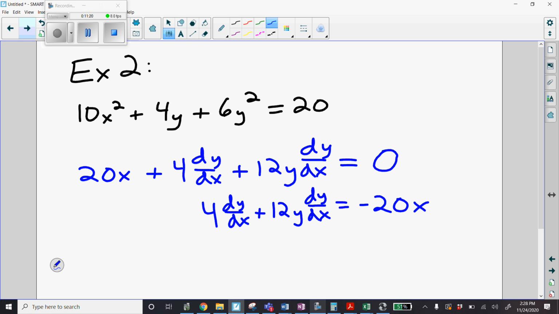Make sure you understand that you're subtracting that 20x over there, so it has to show up as negative on the right side. Some students forget to do that. They move it to the other side, but keep it positive 20x. It has to be negative 20x on the right side. Okay, so now I see both terms have a dy/dx. I'm just going to factor that dy/dx out. And once I have that dy/dx factored out, then I can divide by 4 plus 12y.